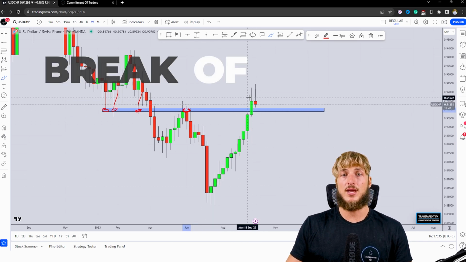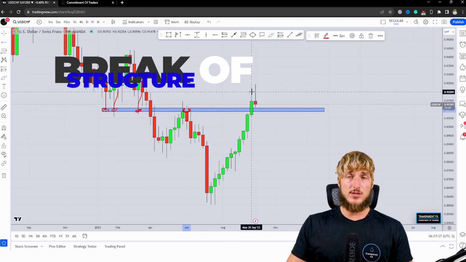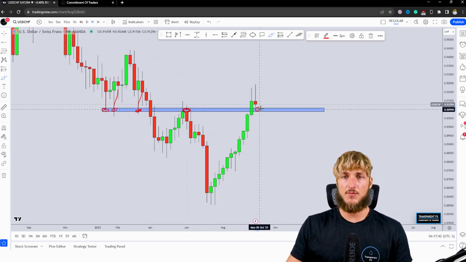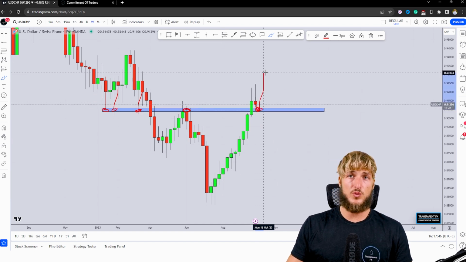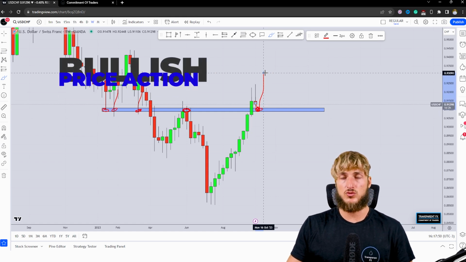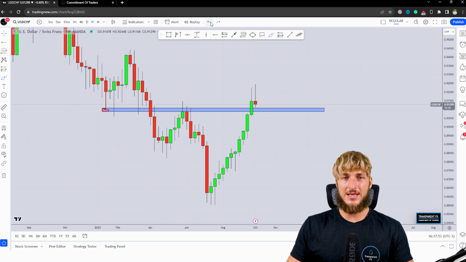At the moment, we had a break back above the zone. So as we know in the market, previous resistance, once it gets broken to the upside, becomes support. So as we're testing this previous resistance turn support, we could expect a potential reversal to the upside and rejection to the upside away from this level.